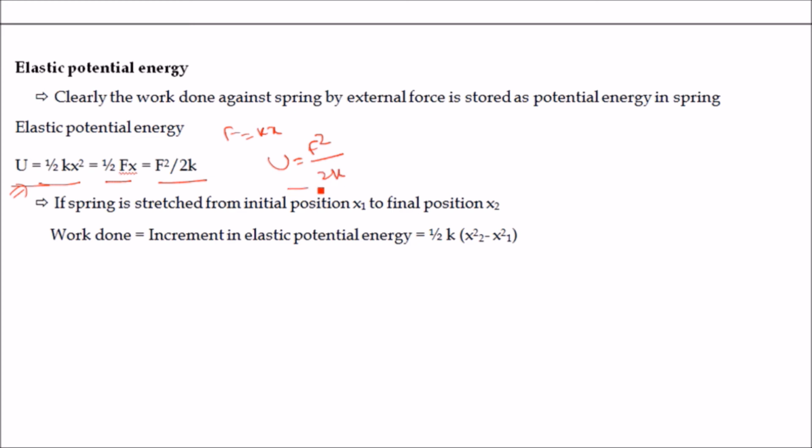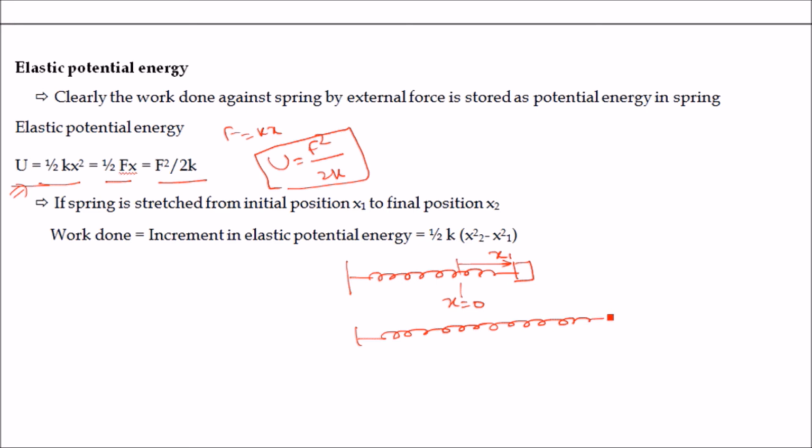Now we will see a different case when the spring is stretched from the initial position x1 to the final position x2. Then you have to calculate the work done in this process. Suppose the spring is initially stretched for a distance equal to x1. So this is our normal position where x is equal to 0, and this is the position which is x1. Now the spring is stretched further to a distance equal to x2. So this value is equal to x2.